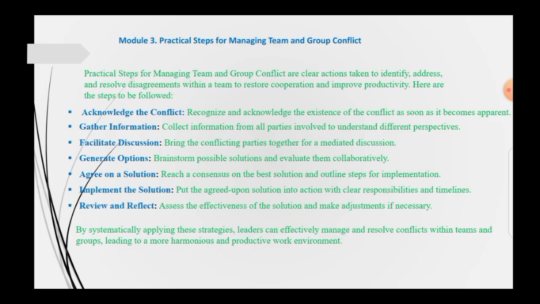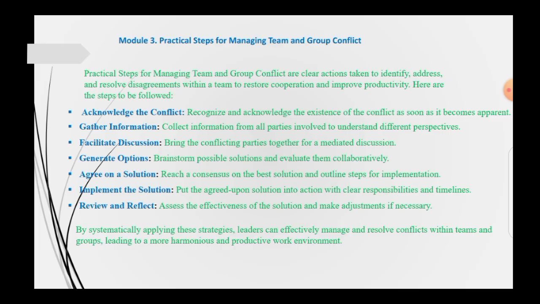Facilitate discussion. Bring the conflicting parties together for a mediated discussion. Generate options. Brainstorm possible solutions and evaluate them collaboratively. Agree on a solution. Reach a consensus on the best solution and outline steps for implementation. Implement the solution. Put the agreed upon solution into action with clear responsibilities and timelines. Review and reflect. Assess the effectiveness of the solution and make adjustments if necessary.